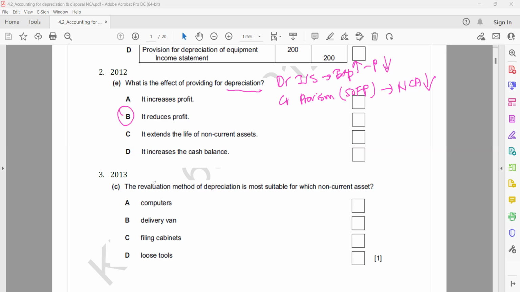Okay, Trisha, you look at the question and try to do it. If you cannot, just put it in the chat. So I will look into it. Now, next. The revaluation method of depreciation. You can take your book and do it on your book also. The revaluation method of depreciation is more suitable for which non-current asset? You have three methods for depreciation: straight line, reducing balance, and revaluation. Revaluation is suitable for those assets with a small value.